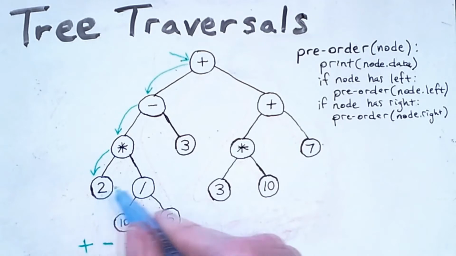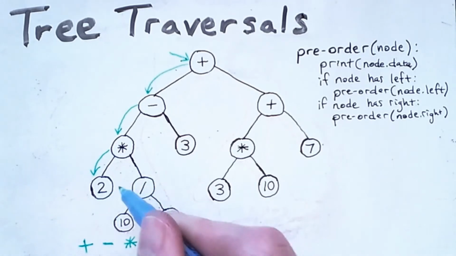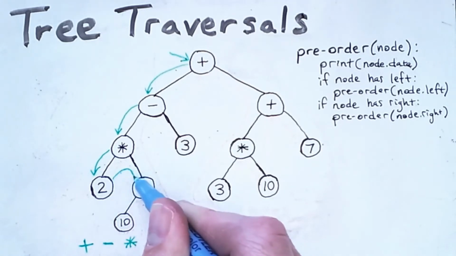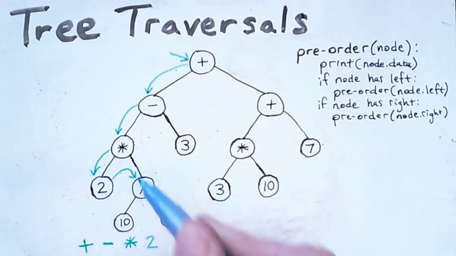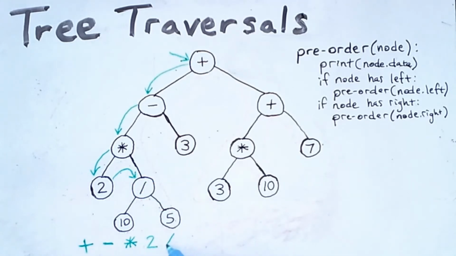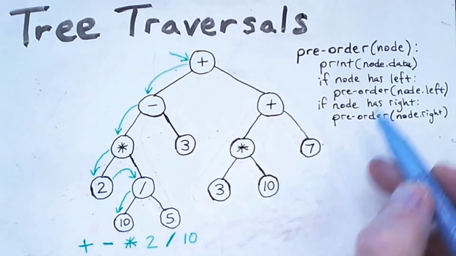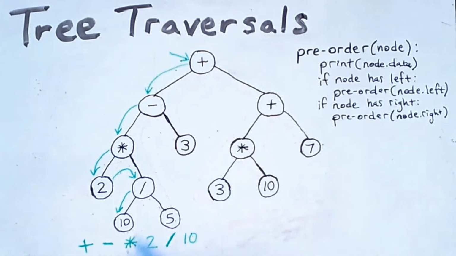So after the 2, the next thing we print is this divide. So we jump to there next. So there's a division. And then we go to the left from there. There's the 10. No left, no right, so those calls don't happen. We return back up. This was reached from the left, so now we go to the right and print the 5.